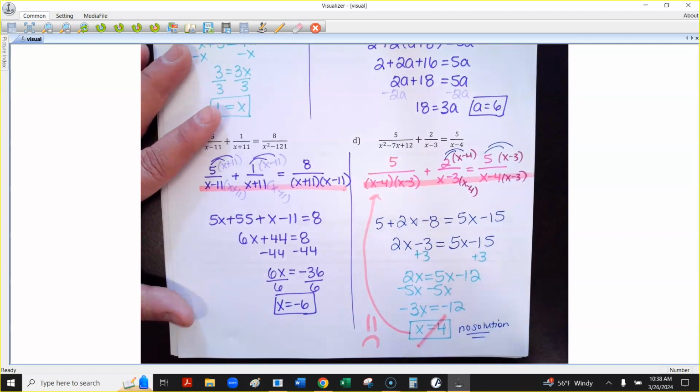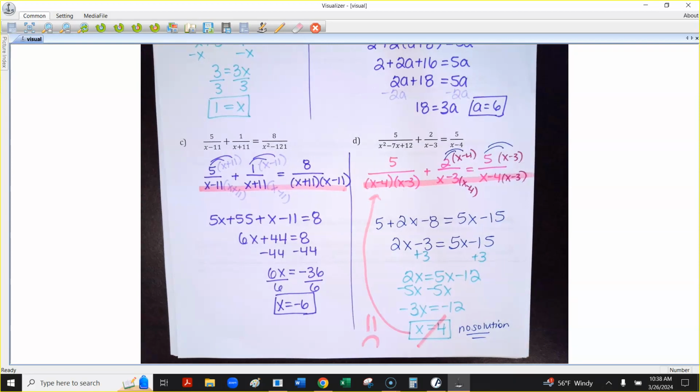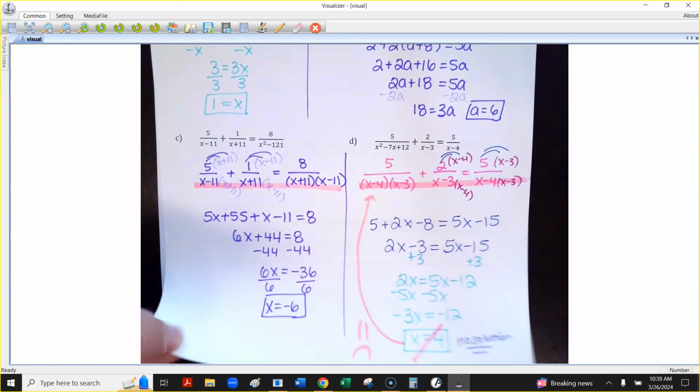So you just got to check real quick before you write your answer down. Just make sure it doesn't make a denominator in the original problem 0. Is anybody having a question? Okay.